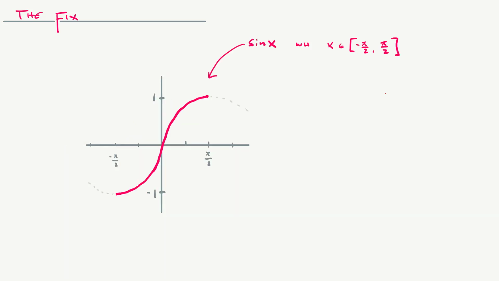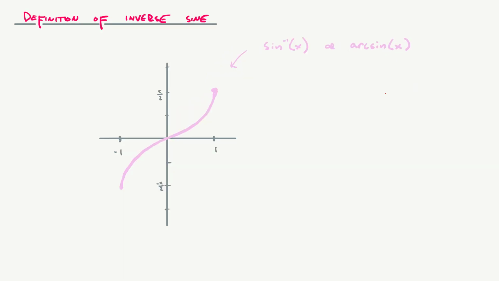So this is the sine wave where x is only an element of negative pi over 2 to pi over 2. All right? That thing, and by the way, that's in quadrant 4 and quadrant 1 of the unit circle respectively. That can be flipped over the line y is equal to x, and it does give you a function. And this is how we're going to define it. So this is sine inverse of x, or arc sine, which is another name for the same function, is the angle measurement theta between negative pi over 2 and pi over 2, such that the sine of theta is equal to x.